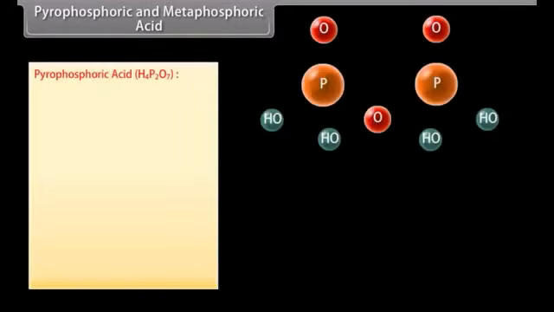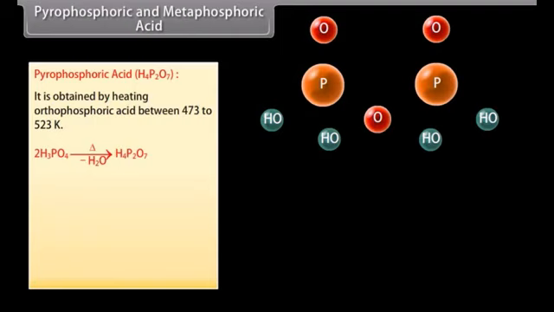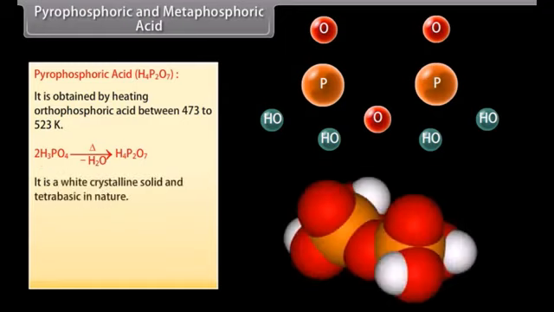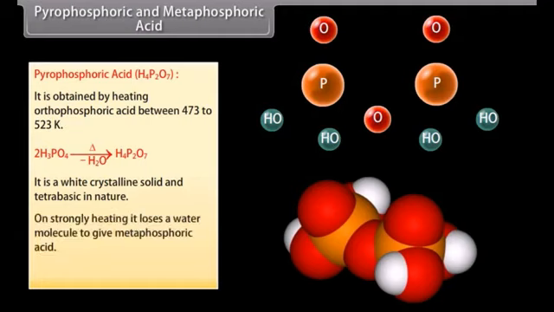Pyrophosphoric and metaphosphoric acid. Pyrophosphoric acid. It is obtained by heating orthophosphoric acid between 473 and 523 Kelvin. It is a white crystalline solid and tetrabasic in nature. On strongly heating it, it loses a water molecule to give metaphosphoric acid.